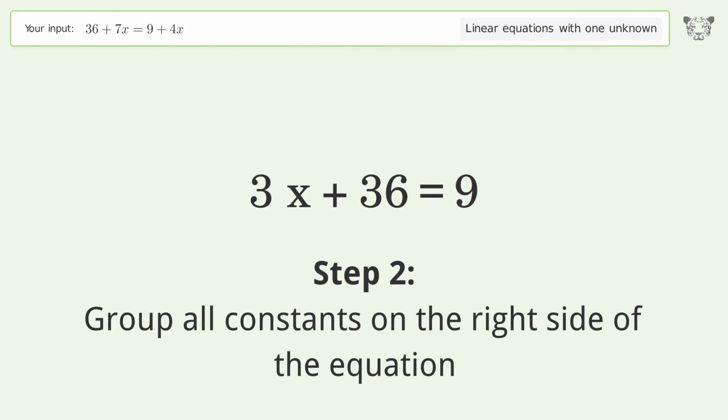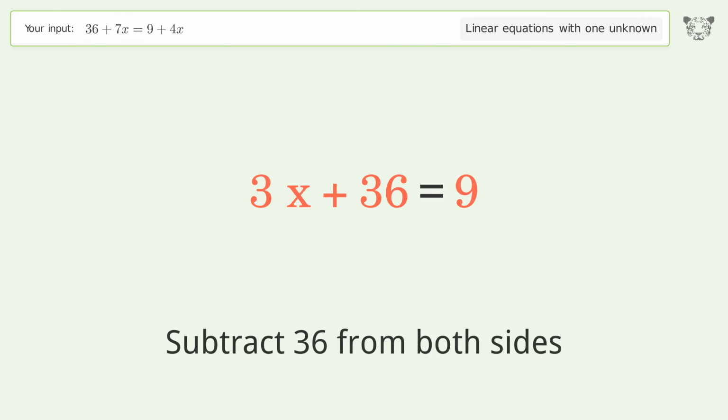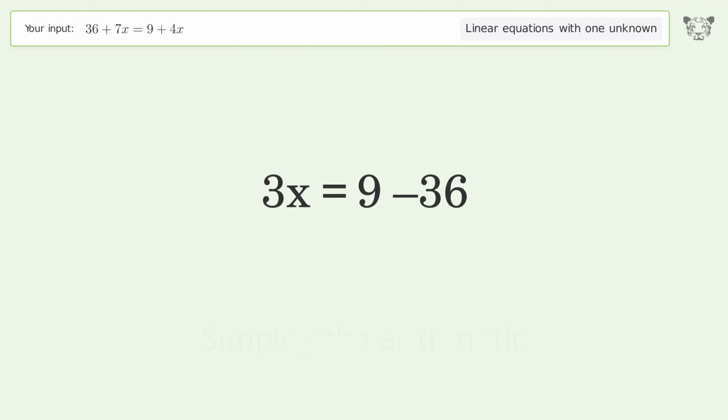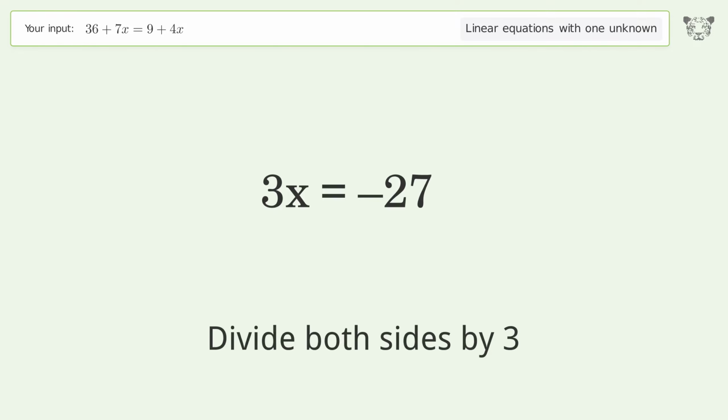Group all constants on the right side of the equation. Subtract 36 from both sides. Simplify the arithmetic. Isolate the x. Divide both sides by 3.